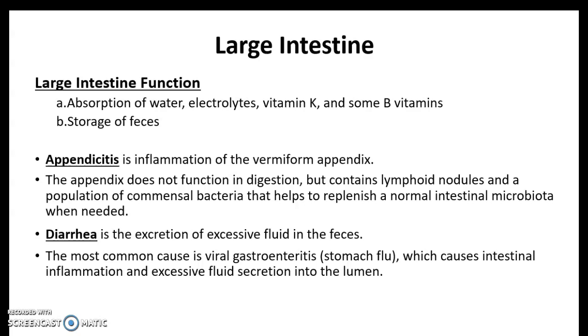Okay, so the large intestine problems, we will now talk about some of the problems associated with the large intestine. The first one is appendicitis. Now, appendix is a tiny little sac-like structure. It's called vermiform appendix. It's a sac-like outpouching of the cecum. Now, you have to understand that appendix has no role in digestion, but contains numerous lymphoid nodules and may house a population of helpful bacteria that help to replenish the normal intestinal microbiota when needed.